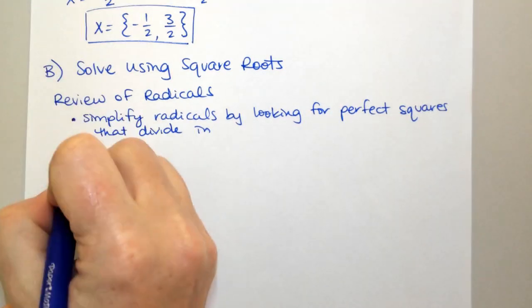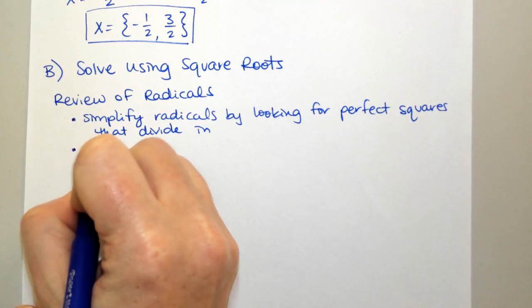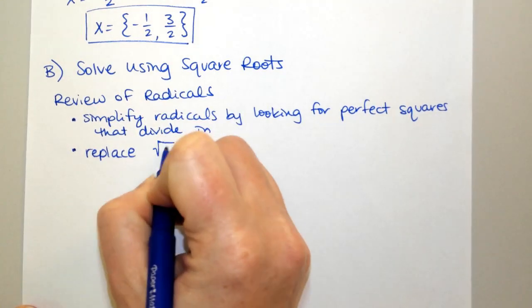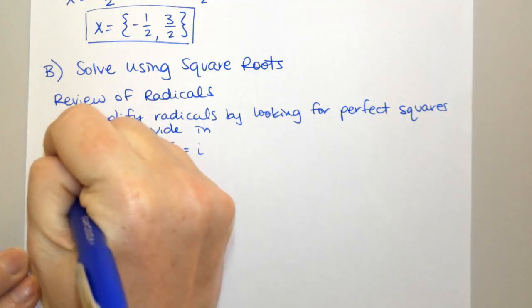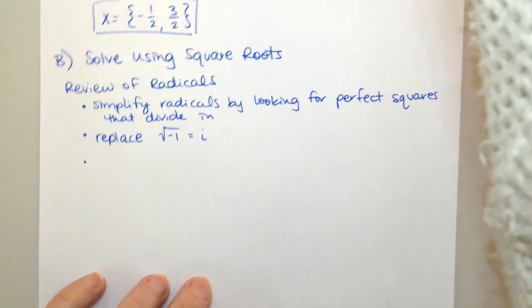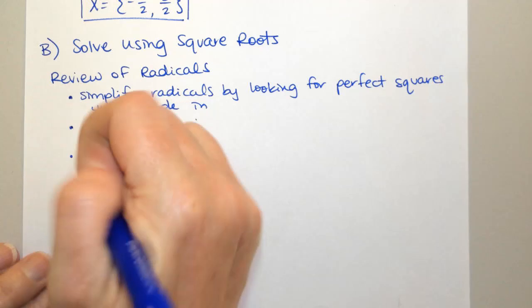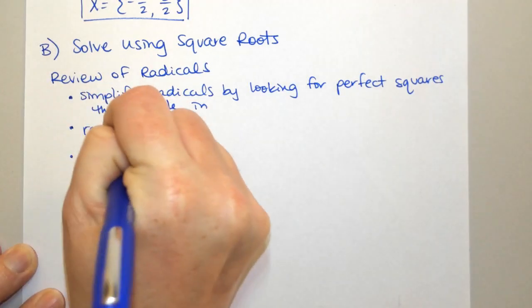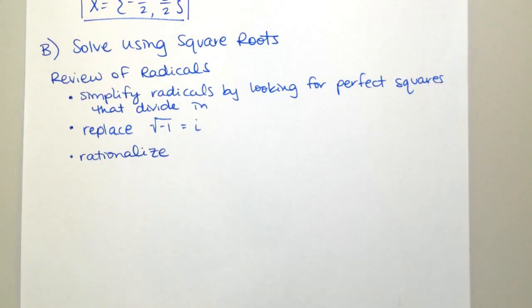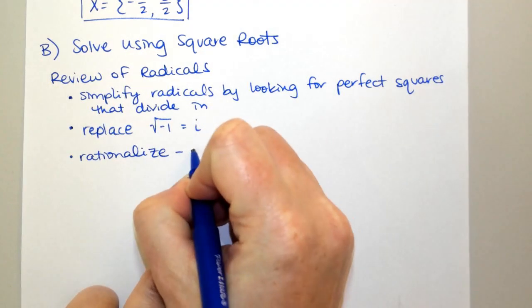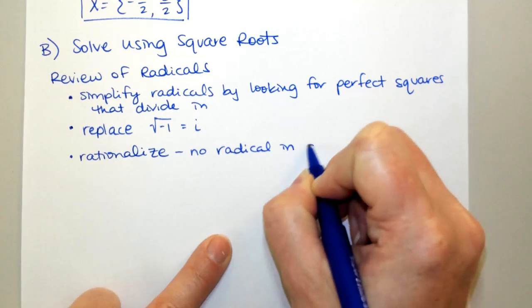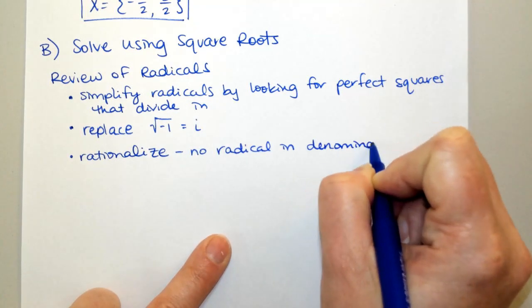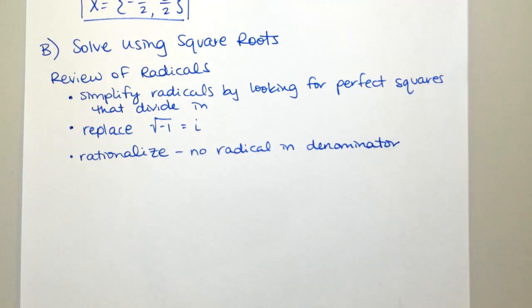Since we've learned about i, anytime you have a square root of -1, you're going to replace the square root of -1 with i. And then we always want to be prepared to rationalize. We looked at a little bit of that when we learned about i, but rationalizing basically just means that we don't want any sort of radical in the denominator. And so you would use multiplication to rationalize.